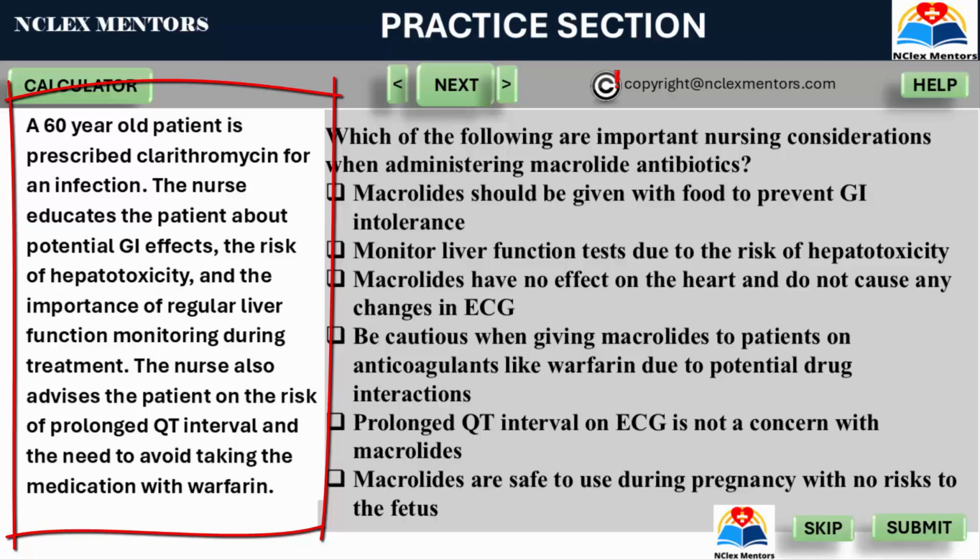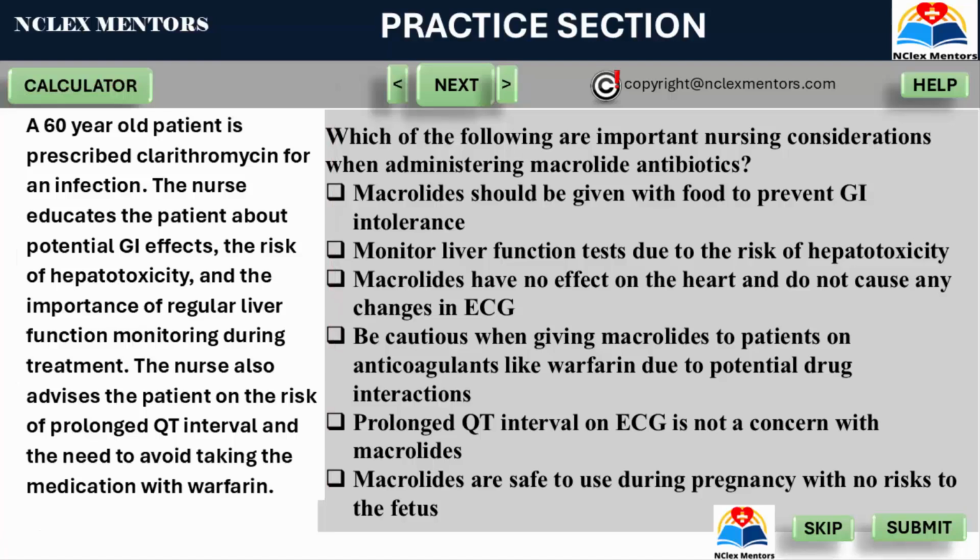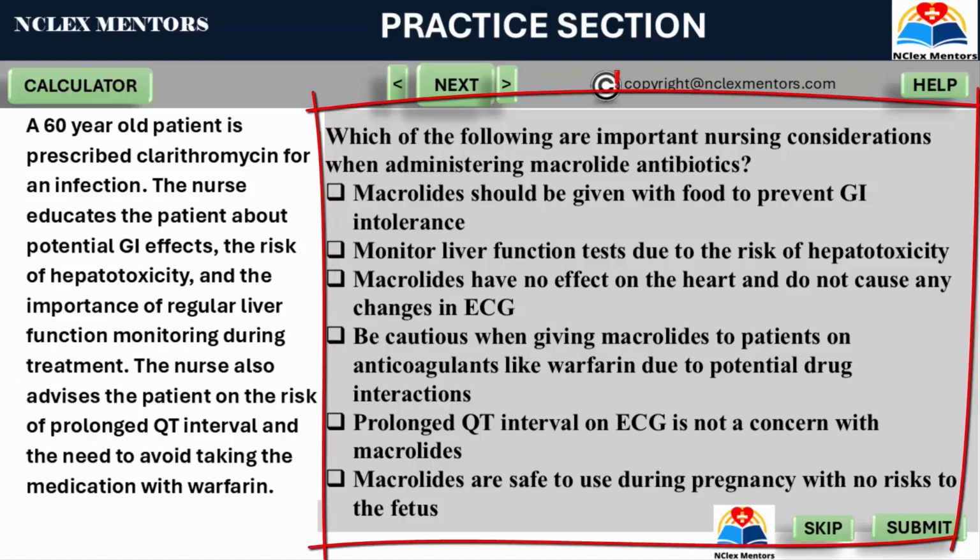The nurse also advises the patient on the risk of prolonged QT interval and the need to avoid taking the medication with warfarin. Which of the following are important nursing considerations when administering macrolide antibiotics? Option A, macrolides should be given with food to prevent GI intolerance. Option B, monitor liver function tests due to the risk of hepatotoxicity.